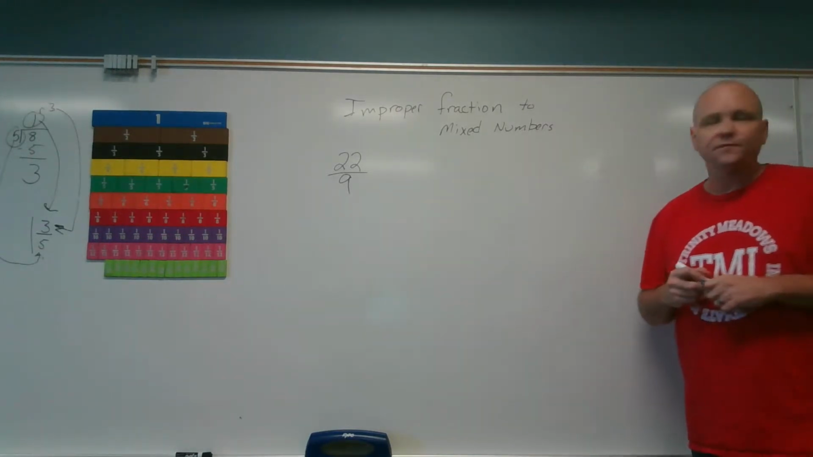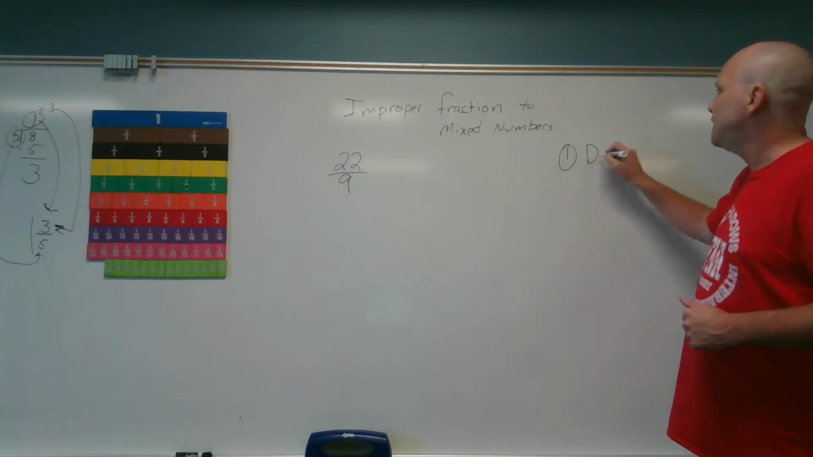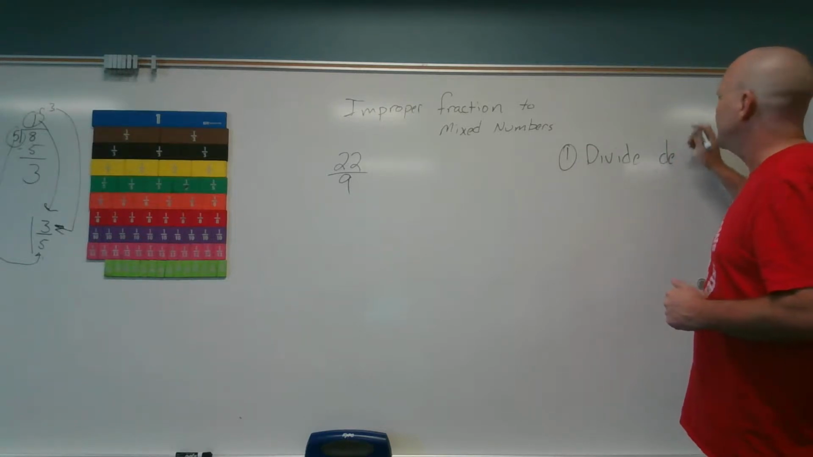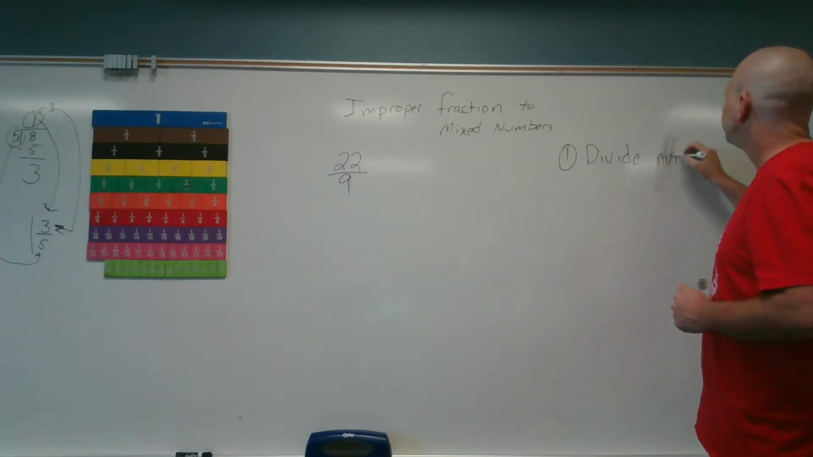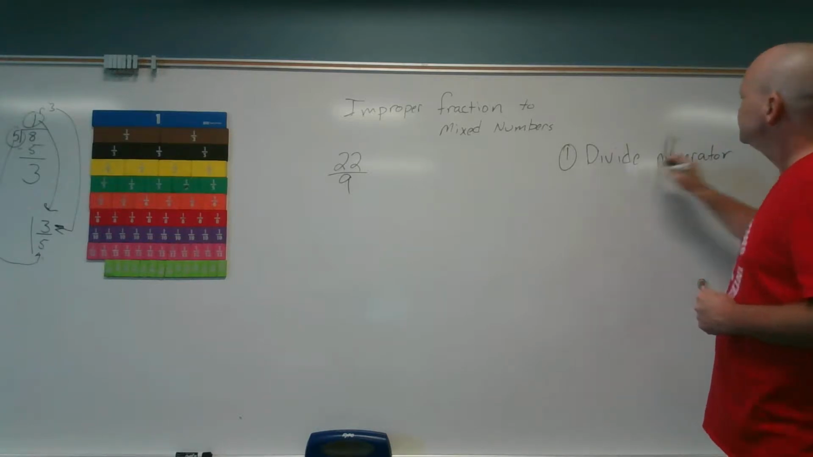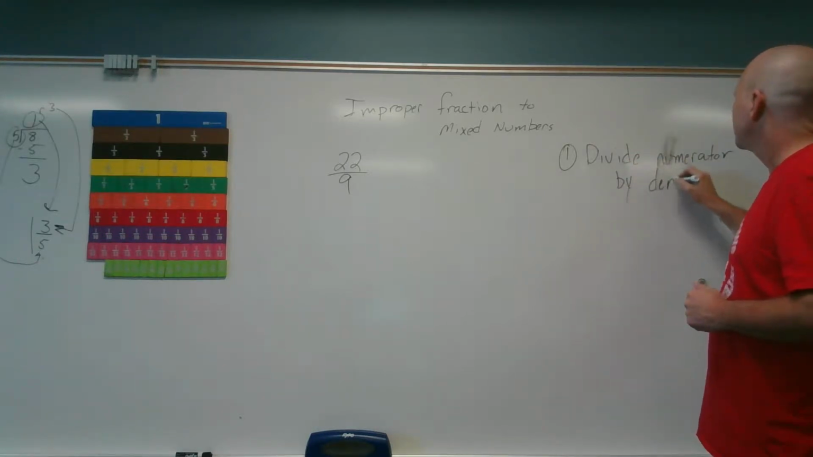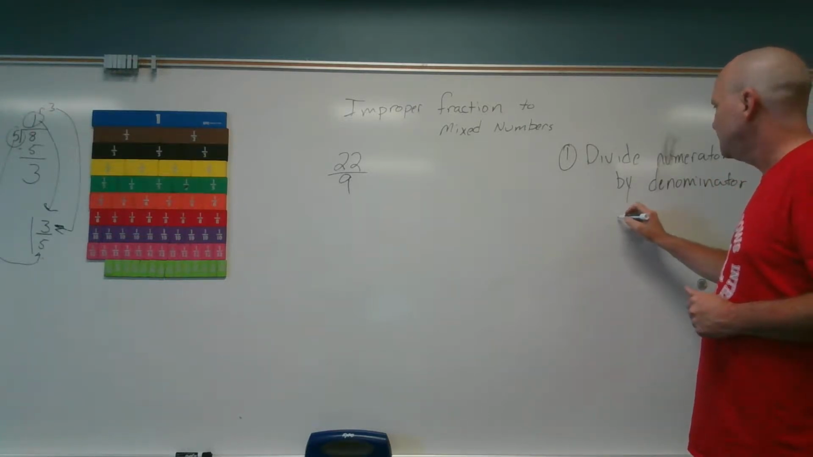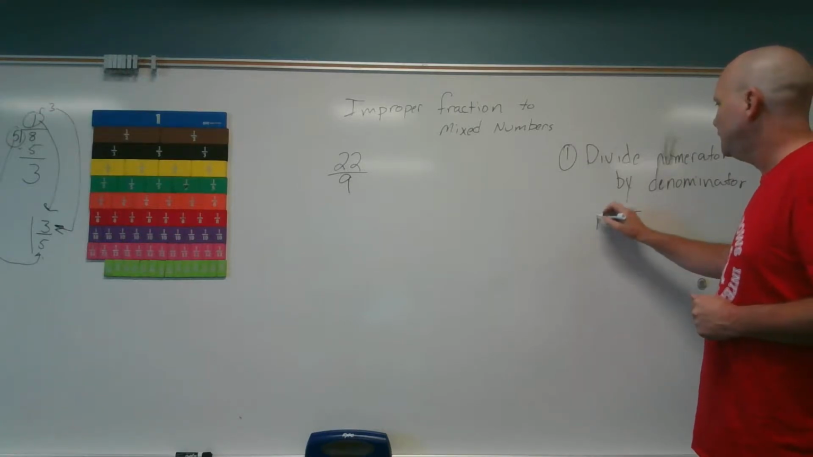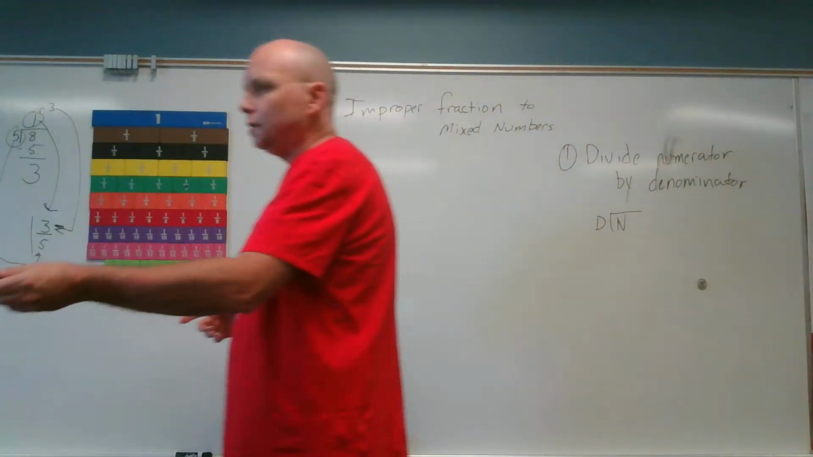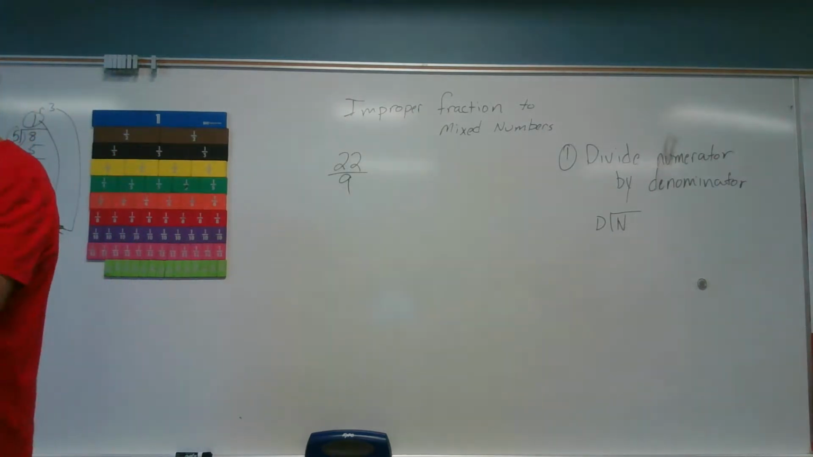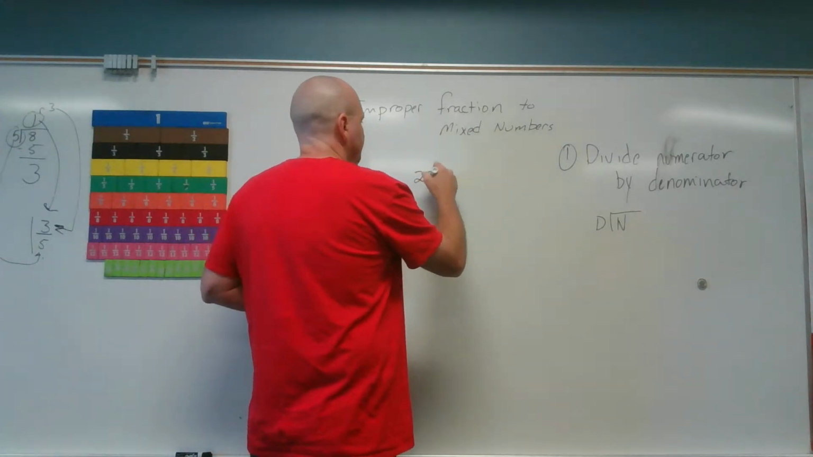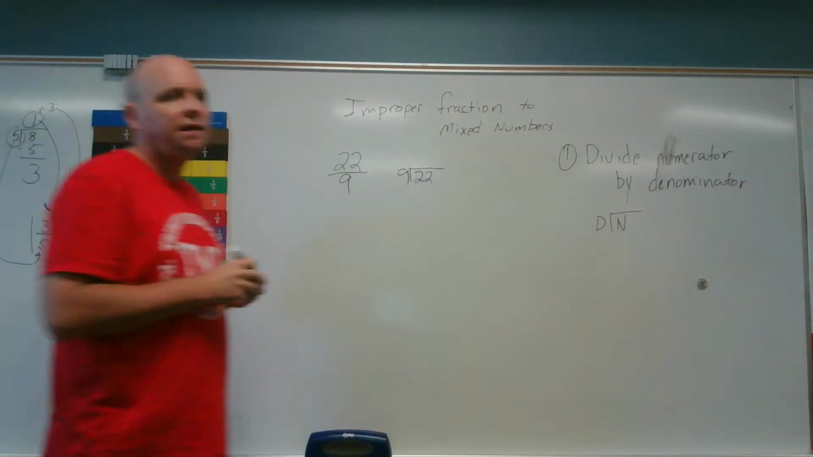Let me tell you the steps first. Step 1 is you divide the numerator by the denominator. So, for example, I would have my numerator divided by my denominator. So this would look like 22 divided by 9.